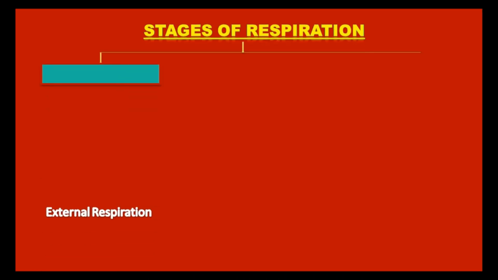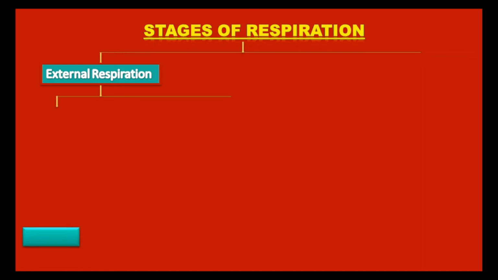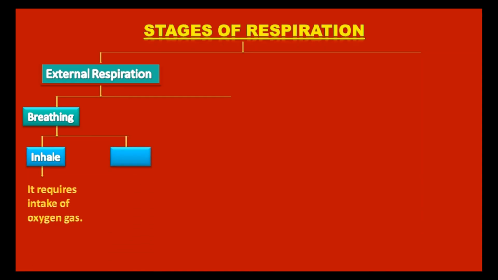Stages of respiration. There are 2 stages of respiration. The first one is external respiration. External respiration is divided into 2. First is breathing. Inhale and exhale is known as breathing. Inhalation requires intake of oxygen gas and exhalation gives out waste or unrequired carbon dioxide gas.